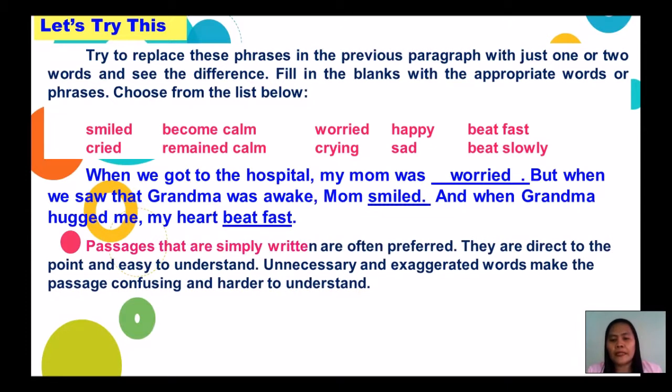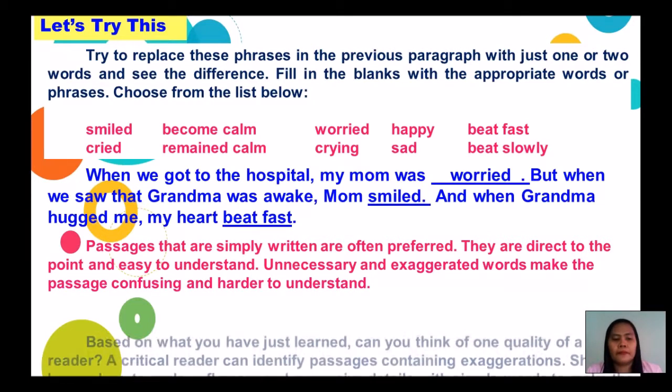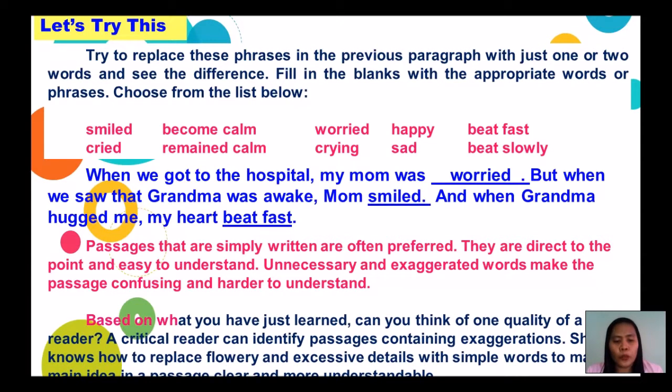Passages that are simply written are often preferred. They are direct to the point and easy to understand. Unnecessary and exaggerated words make the passage confusing and harder to understand. Based on what you have just learned, can you think of one quality of a good reader? A critical reader can identify passages containing exaggerations. She knows how to replace flowery and excessive details with simple words to make the main idea in a passage clear and more understandable.